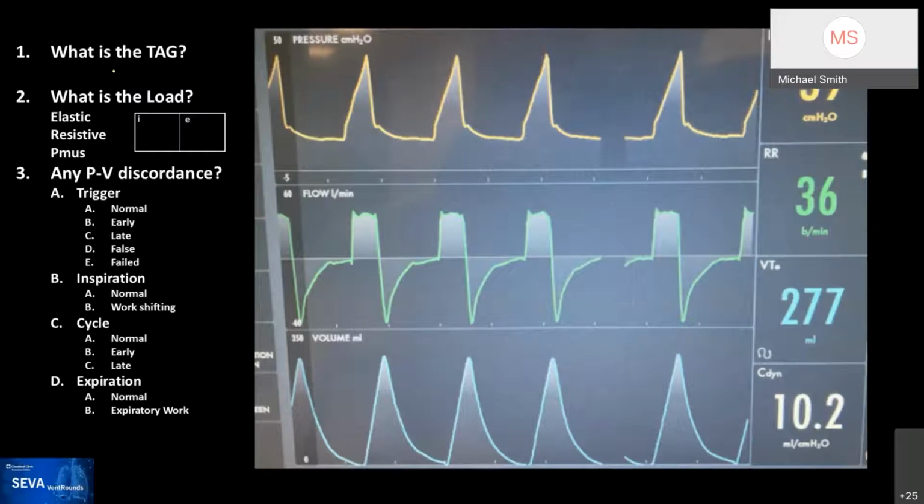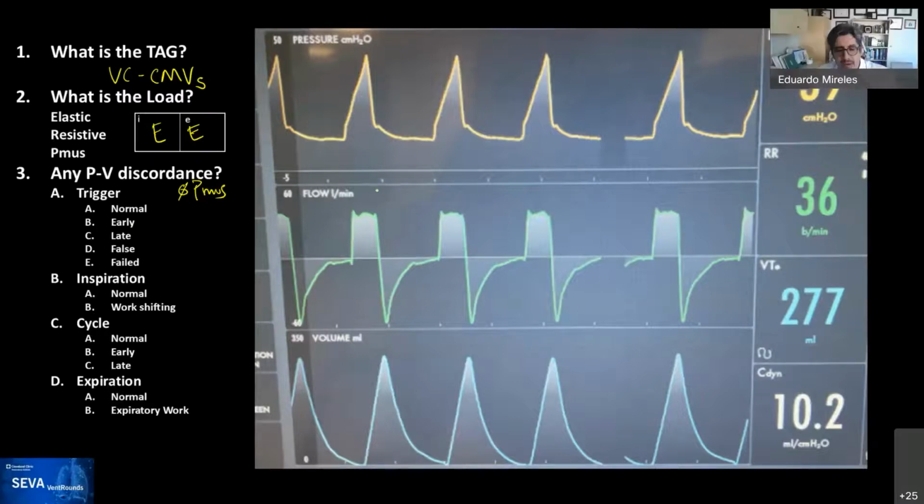So the tag to me appears to be VC-CMV. The load appears to be primarily elastic to me for both inspiratory and expiratory. I don't see any evidence of PMOS, and there's no real patient effort that I can see. So I would say that the trigger is normal, inspiration normal, cycle normal, expiration normal, and no patient ventilator discordance. Excellent. Very good.